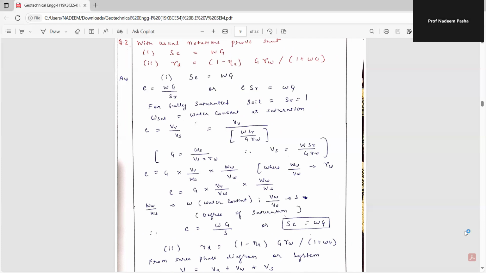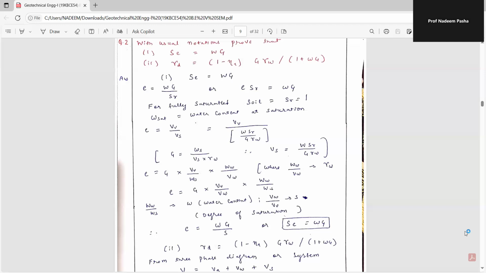Now e is equal to capital G into Vv by Ws into Ww by Vw, where Ww by Vw is gamma W. So your e equals G into V by Vw into Ww by Ws. W is nothing but water content, Ww by Ws. Similarly, Vw by Vs is the degree of saturation S. So your e becomes W into G by S, or Se becomes WG.